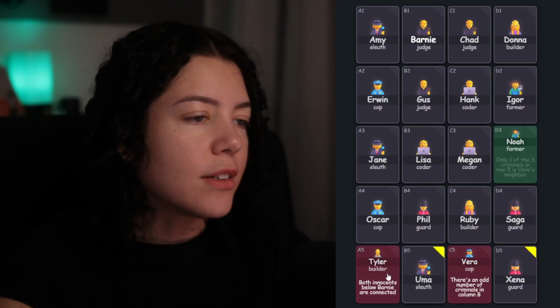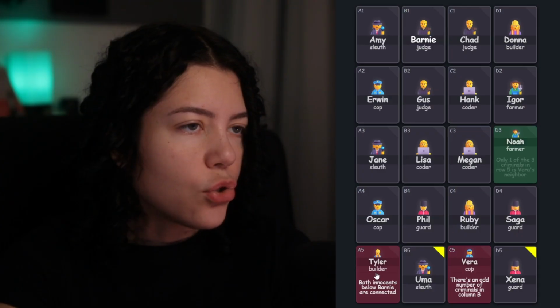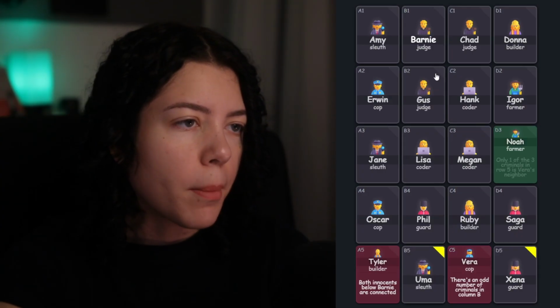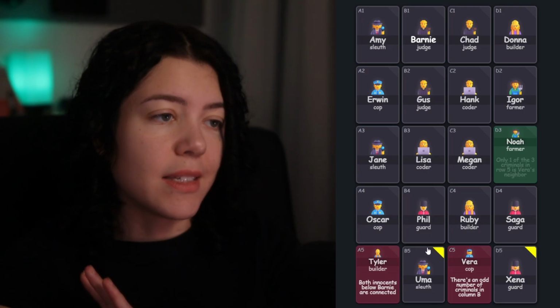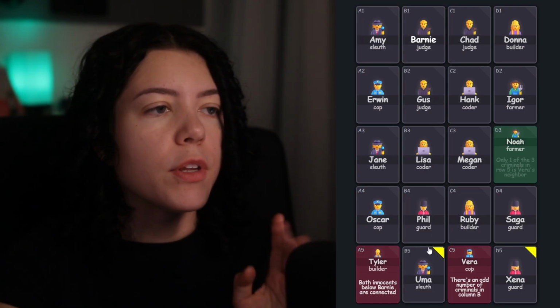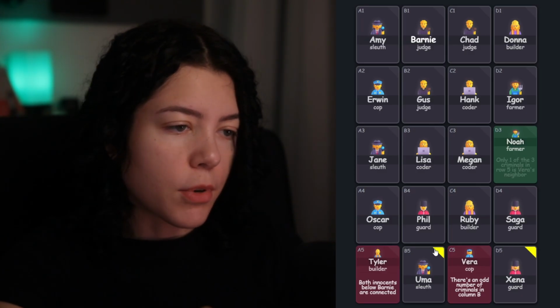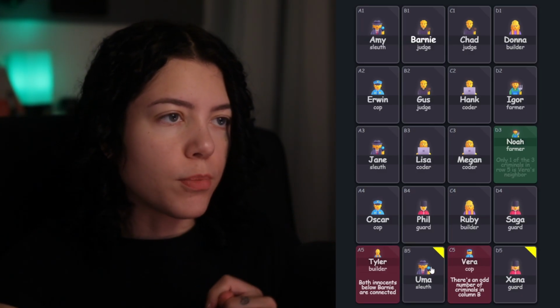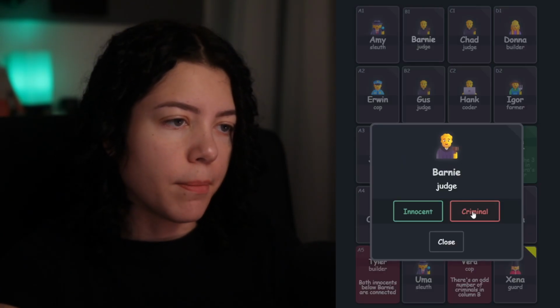And look at Tyler's clue. Both innocents below Barney are connected. So there's 2 innocents below Barney. 4 people are below Barney total. If 2 of them are innocents, that means 2 of them are criminals, right? 2 is an even number of criminals in column B. We need an odd number of criminals. So that means that we need 1 more to make 3, which is an odd number. And that person can only be Barney.